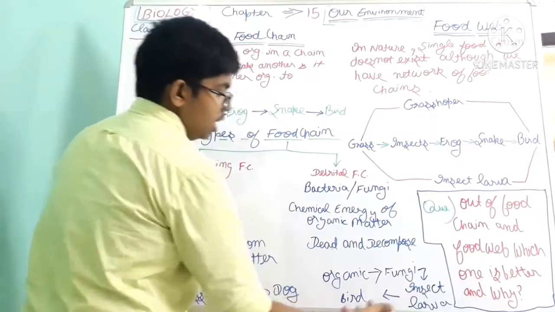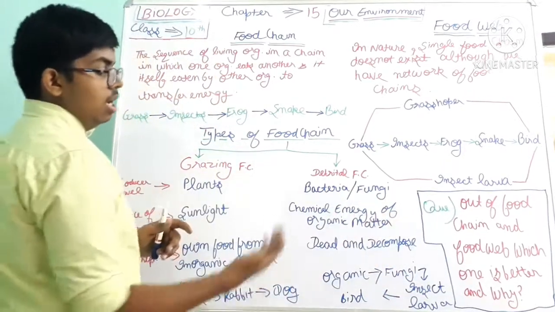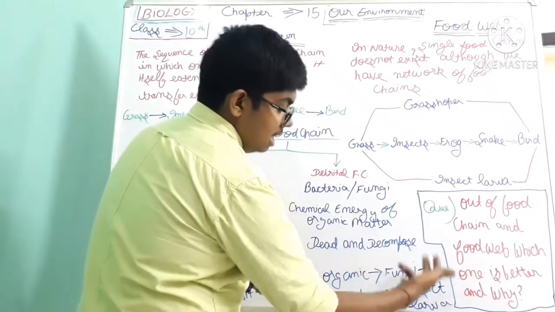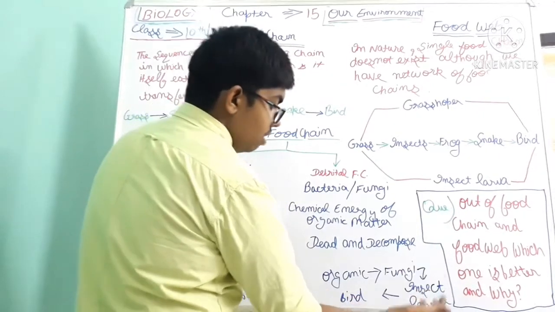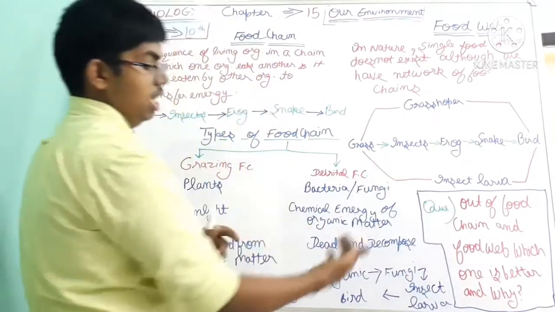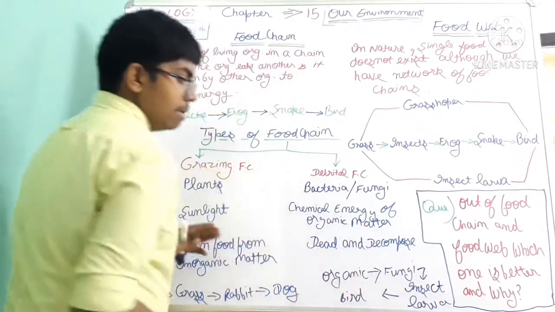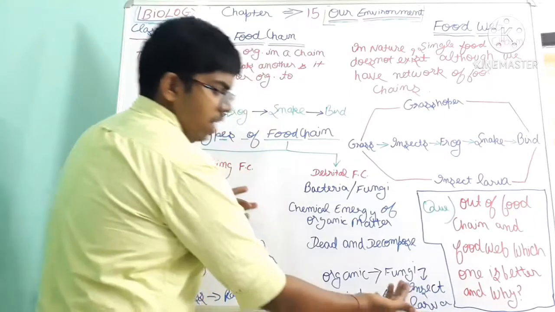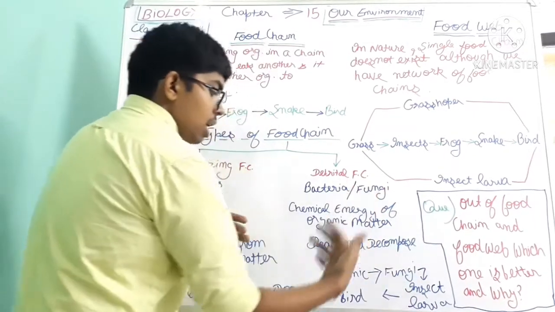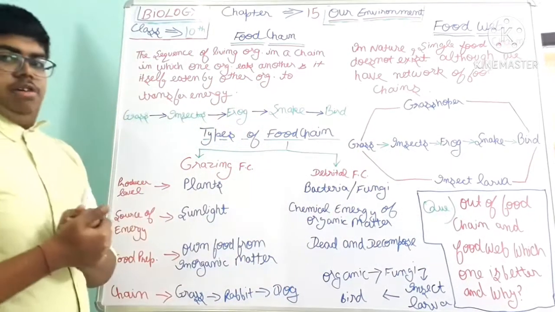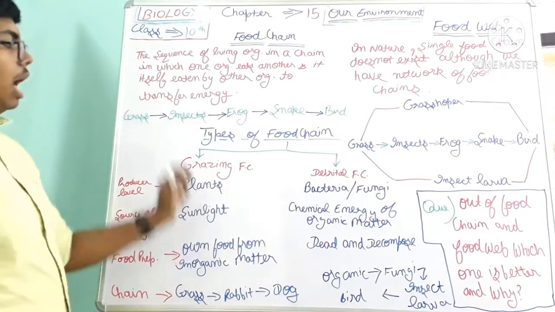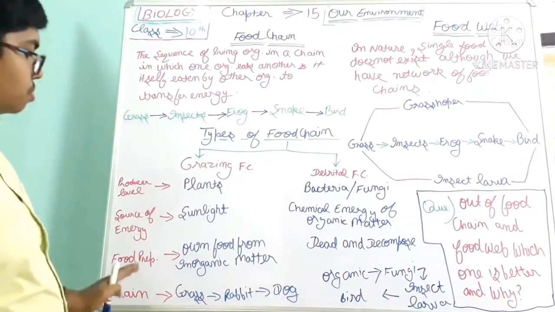Organic food is taken by fungi and insects. Then the insect eats the fungi and insect larva, and then the bird eats the insect larva. Fungi eat the organic matter, then insect larva eat the fungi, and then the bird eats the insect larva. I know this will be clear to you.